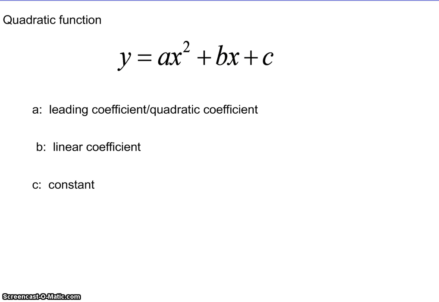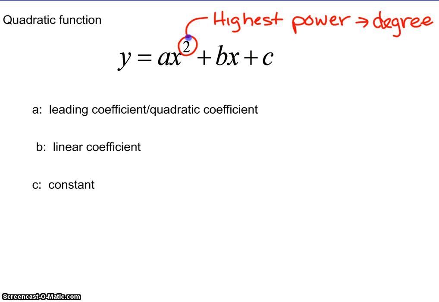quadratic. How we know we have a quadratic function is that we look at the highest power, which here is 2, which is going to be what we talk about as the degree of my equation. So when we talk about second degree equations, we're talking about a quadratic function. It has that special name.